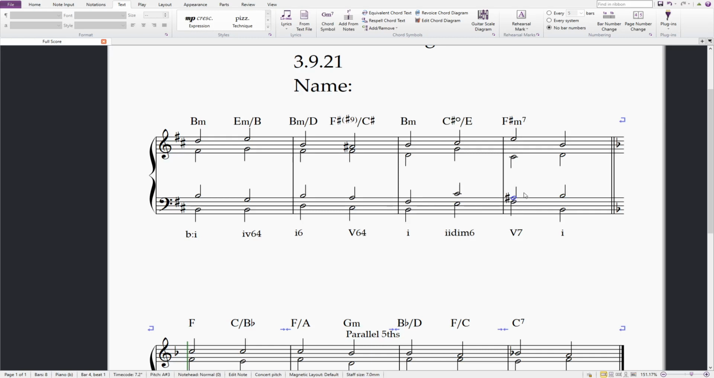Now, you do have another issue here. It's not a parallel, but you have a C here in the alto part and this high screaming E in the sopranos. That is more than an octave between two voices, which you cannot do. So be real careful with that.